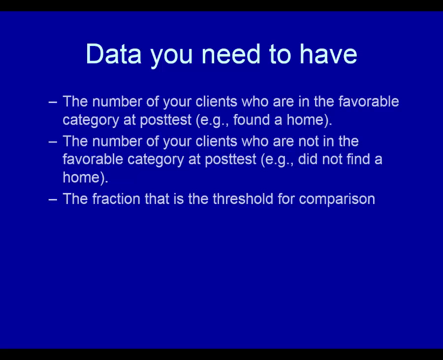Here is the data you'll need when you load that file and do your analysis. First of all, the number of your clients who are in the favorable category at post-test. In our example, they found a home. Number two, the number of your clients who are not in the favorable category at post-test, in other words, did not find a home. Or another way to put it is, what was the total number of your clients who were in your study? So instead of the number who did not, it should be the number of clients in your study. Number three is the fraction that is a threshold for comparison.